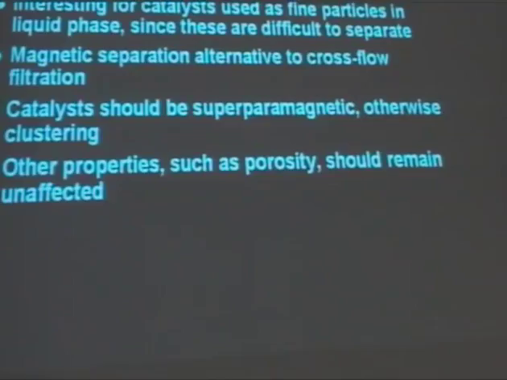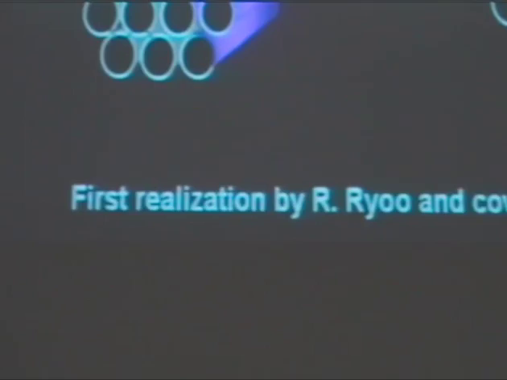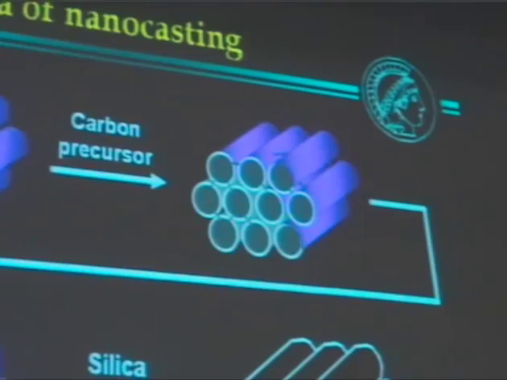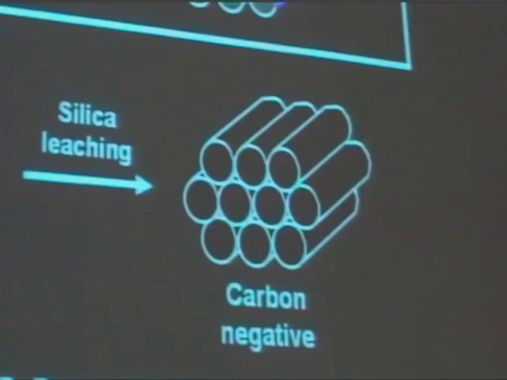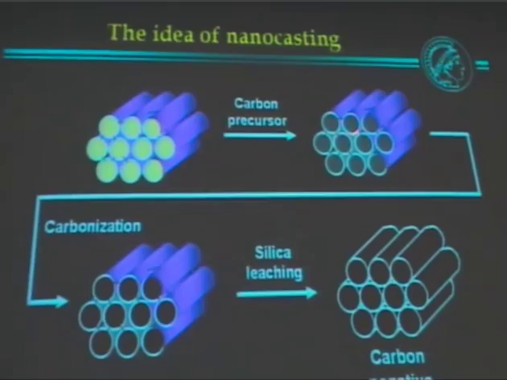In order to achieve this goal, we used the method of nanocasting, which has been developed by William Ryu for the creation of porous carbon of the CMK-3, CMK-5 type. And what Ryu developed was the following. He started with the mesoporous ordered silica SBA-15. Then he filled the pores of this material with a carbon precursor. In the easiest case, you take sucrose and then carbonize it, so burn a caramel, basically. And you have the pores filled with carbon.